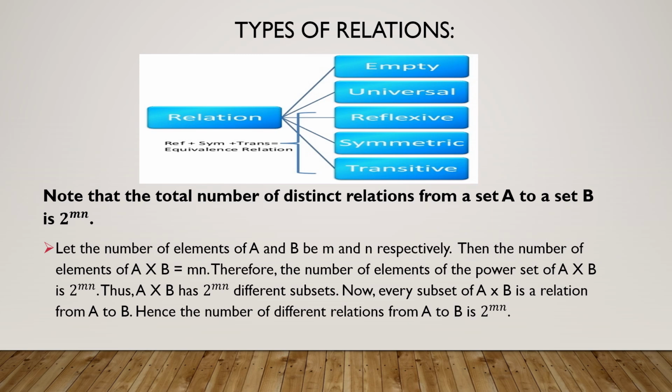So, number of elements in the power set of A cross B. A cross B has mn elements. You know that if a set is there, its power set will contain 2 raised to the number of elements of the set. So, the number of elements of the power set of A cross B will be 2 raised to mn. That means A cross B has 2 raised to mn different subsets. Now, every subset of A cross B is a relation from A to B. So, the total number of different relations possible from A to B is 2 raised to mn.